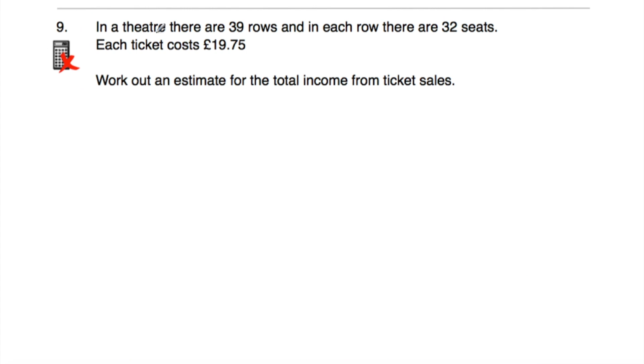So question number 9 says, in a theatre there's 39 rows, and in each row there's 32 seats, and each ticket costs £19.75. We've been asked to work out an estimate for the total income from ticket sales. So let's first of all find an estimate for how many seats there would be altogether. There's 39 rows, and in each row there's 32 seats. So if we do 39 multiplied by 32, that'll tell us exactly how many seats it would be.